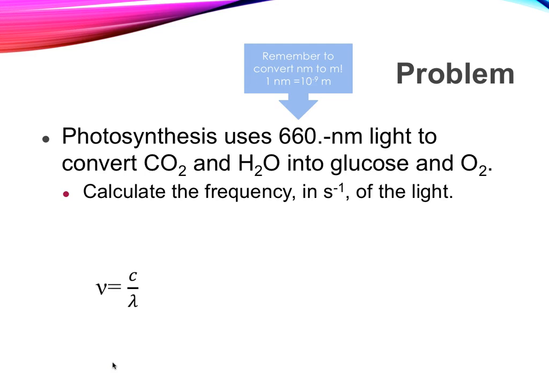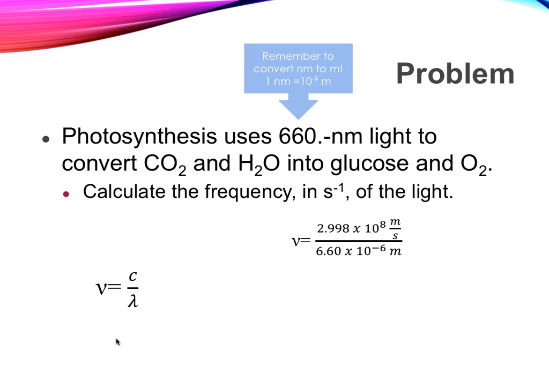We know c, the speed of light, that was given to us. It's on your reference sheet. Hopefully you wrote it down when we gave it to you a few slides back. We just found the wavelength. We have to convert that into meters. So we can go ahead and substitute those values in.